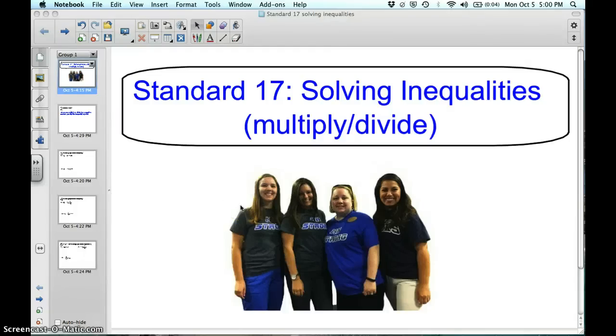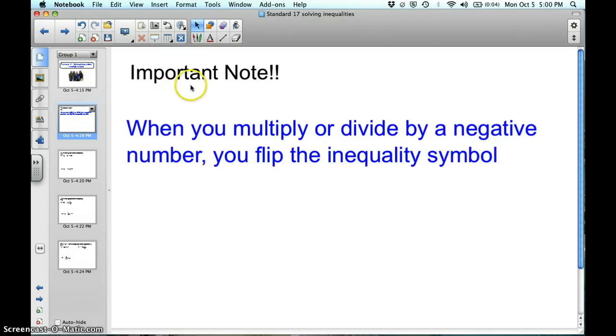This is standard number 17, solving inequalities by multiplication and division. So last standard we talked about solving inequalities with addition and subtraction. This is going to be a little bit different because when I multiply or divide by a negative number, we have to flip the inequality symbol.